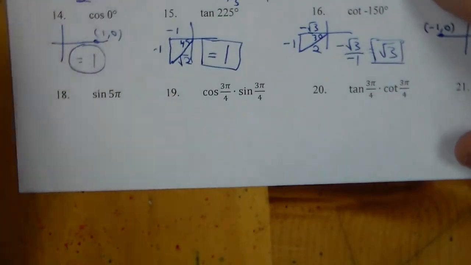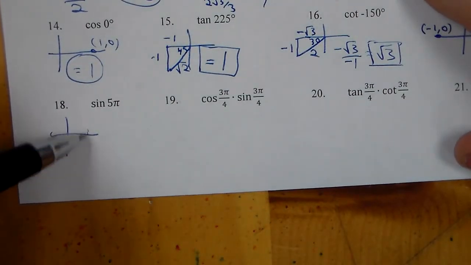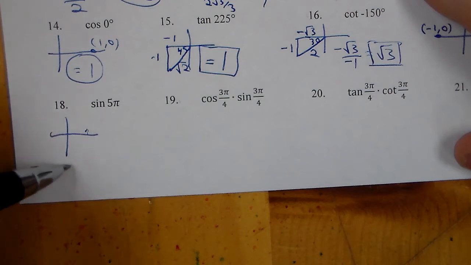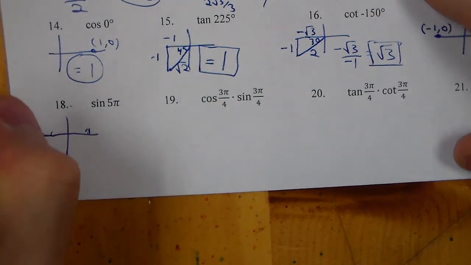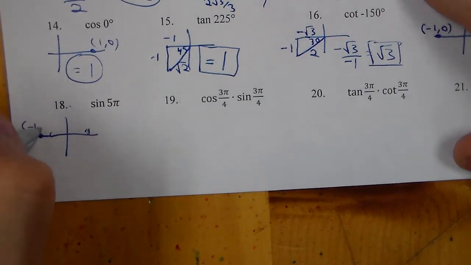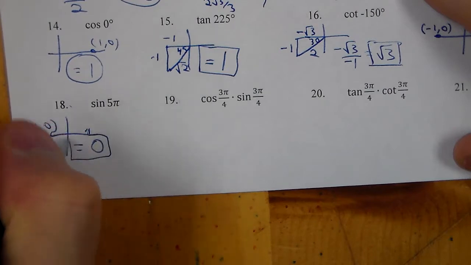Sine of 5 pi. Now 5 pi would go pi, 2 pi, 3 pi, 4 pi, 5 pi would end over here. That's coterminal to where it ends, negative 1, 0. Sine is the y value, so your answer is 0.